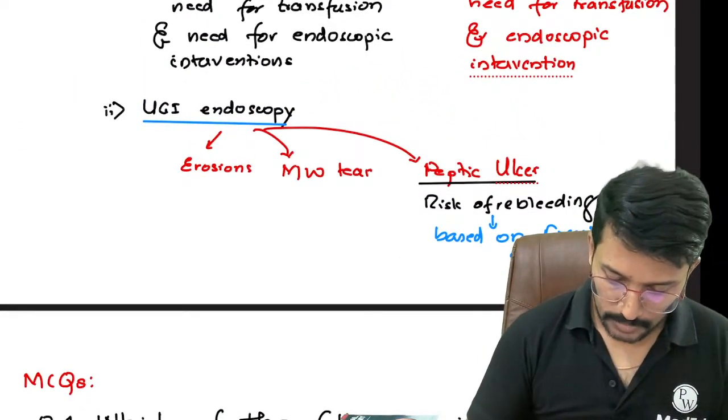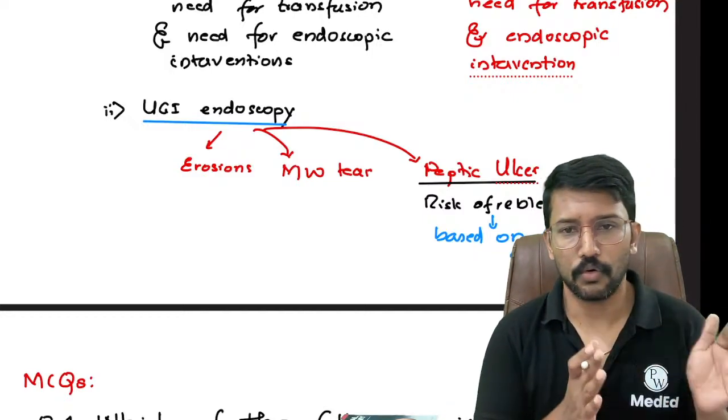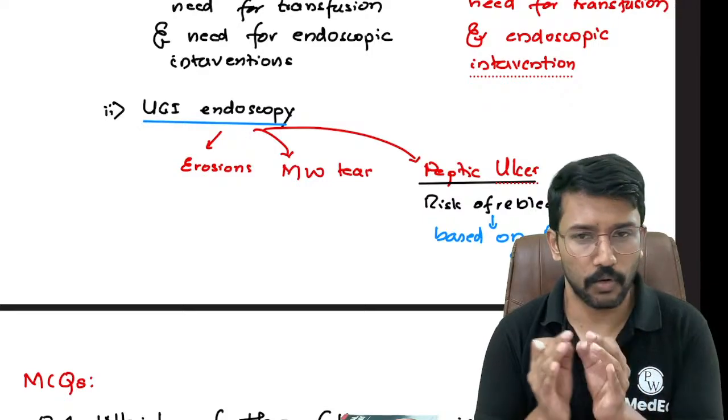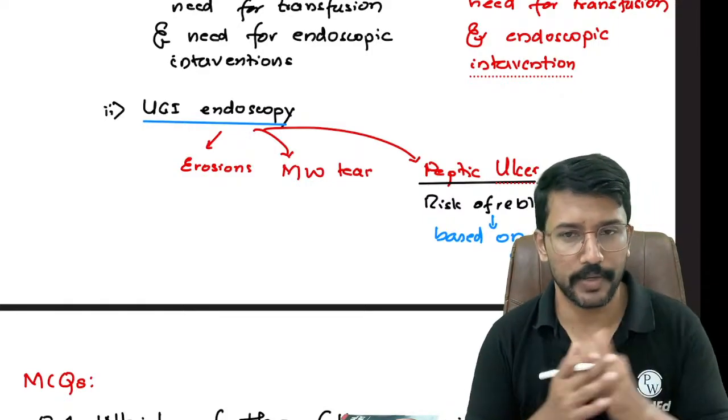Okay. Now we have understood the Forest classification. We have a fair idea about how to approach a patient presenting with upper GI bleed. Before we wind down, I will take you through one or two important MCQs. But before that, one quick summary.